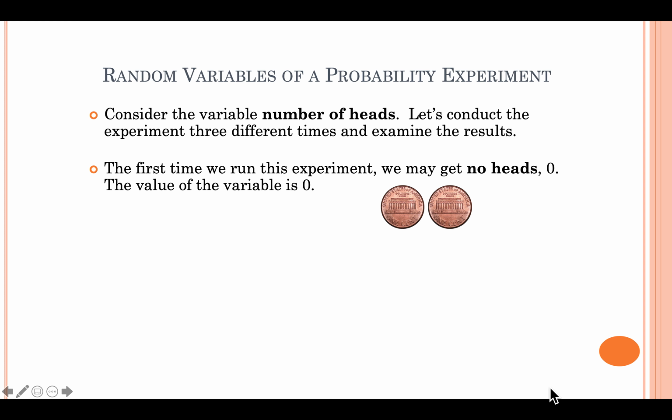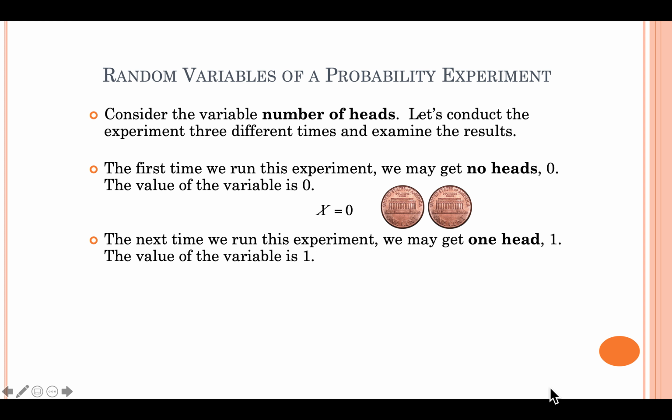If we get 2 tails in 2 flips of the coin, and our variable x represents the number of heads, then in this run of the experiment, x would be 0 because we got no heads. So we write x equals 0. Another time we run the experiment, we may find that we get 1 head, and therefore the other one was a tail. So in this case, the value of the variable number of heads is 1, and so we assign 1 to x because we got 1 head.